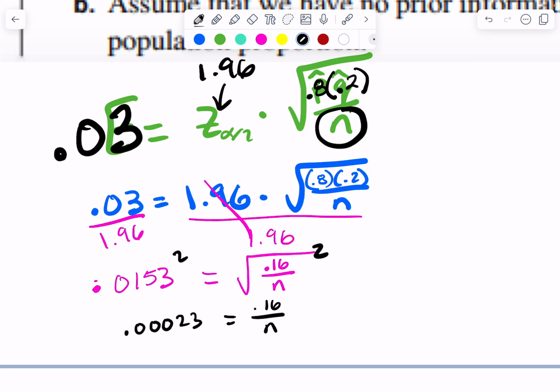And then I don't see where my answer button is. Okay, what I'm going to do, if I'm trying to solve for n, is switch these two places. In other words, I'm going to multiply by n here to get it to go to the other side, and divide by 0.00023. So n will be 0.16 divided by 0.00023, okay? And that will tell me how many people I need to survey. Okay, so let's see what I have here. I don't know if I can do that.